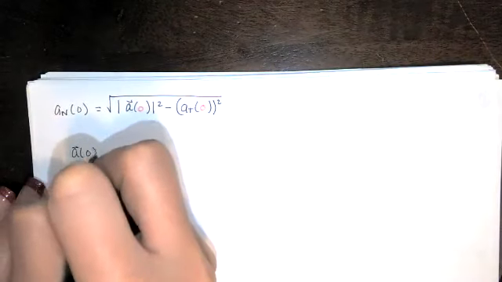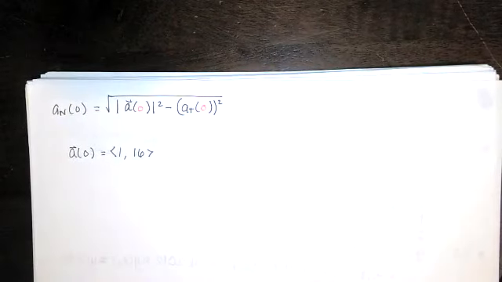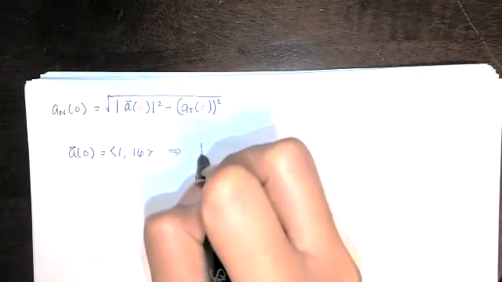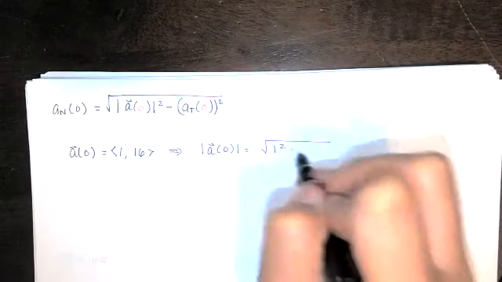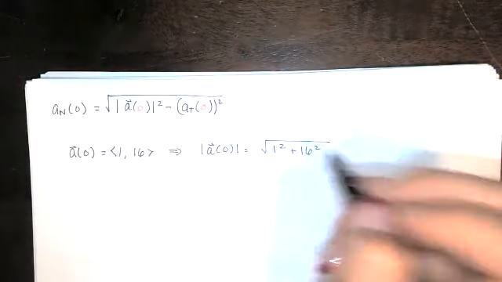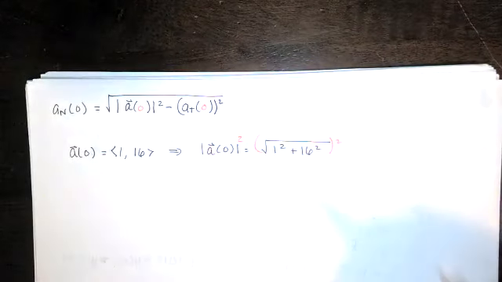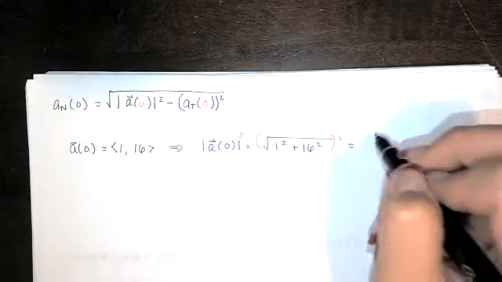So I'll take my acceleration vector at 0, which we found earlier. It had components 1 and 16. And we want the magnitude of that vector, but we want it squared. So the magnitude of the acceleration at 0 would be the square root of 1 squared plus 16 squared. But then I want it squared, so I will square both sides. That'll just get rid of the square root. And we'll just have 1 plus 16 squared, which is 257.